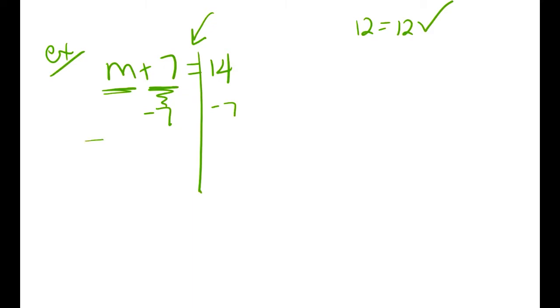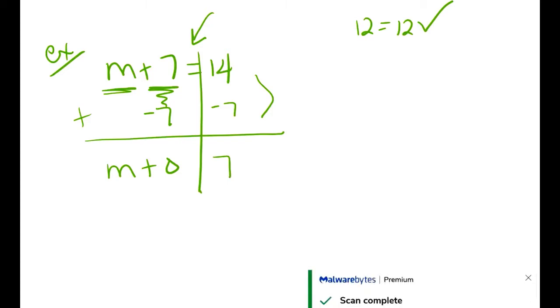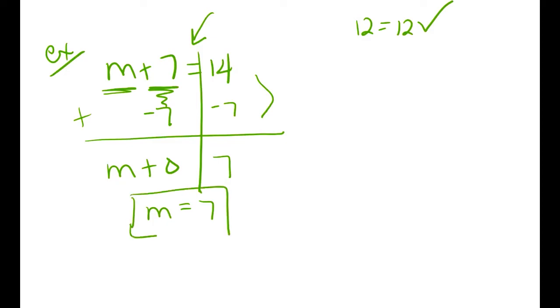So when I subtract 7 from both sides, I bring my m down, and I get just 0 when I add down. And then I'm going to go ahead and add these together. 14 plus a negative 7 is 7. And so m equals 7. This is my solution to the equation.